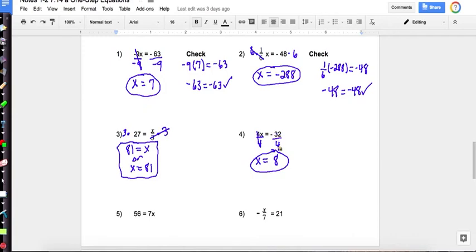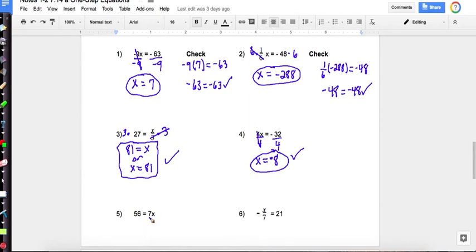Good. Negative 32 divided by 4 is negative 8. Now let's try to check it. 4 times negative 8, so if I'm typing this into the calculator, 4 times 8 negative, hit equals, and it should say negative 32. So now it checks. And I forgot to put a check mark by that one. We did check that.